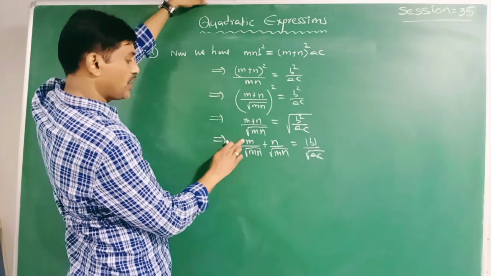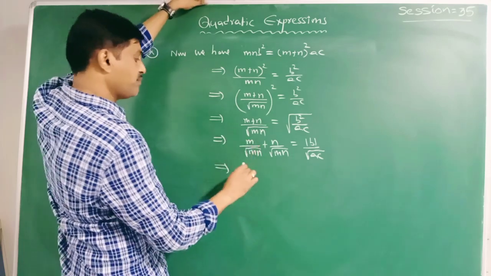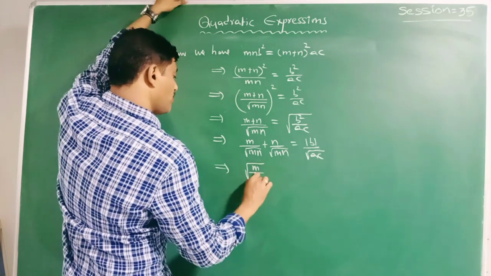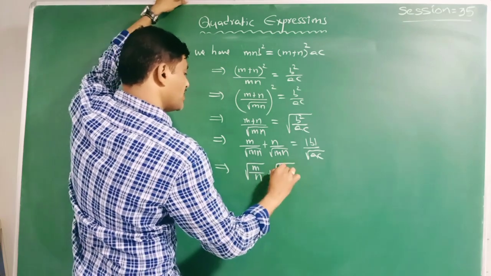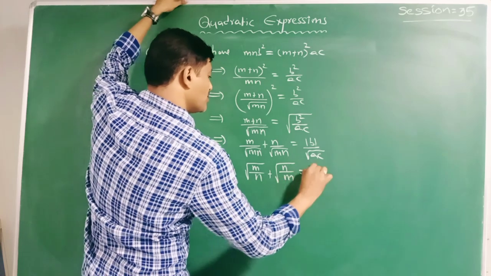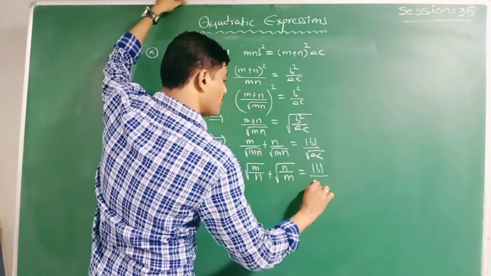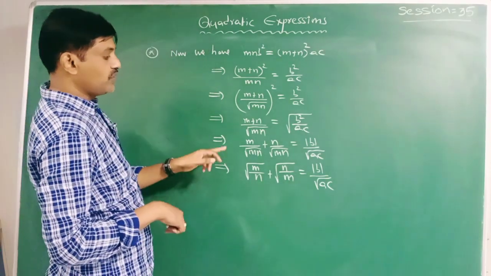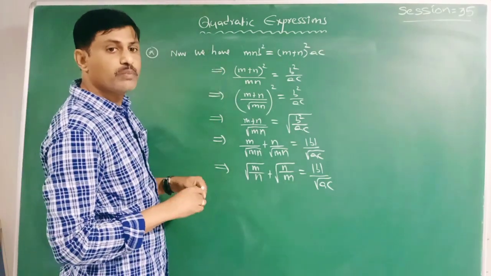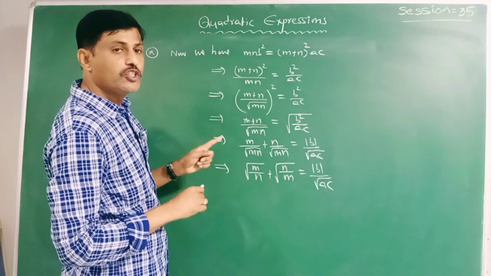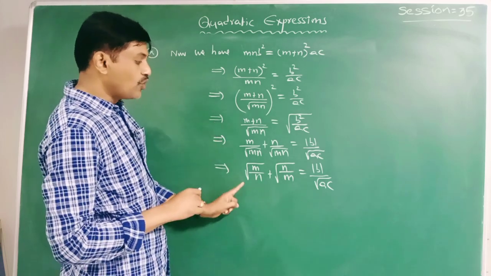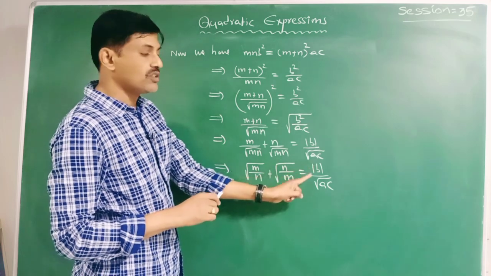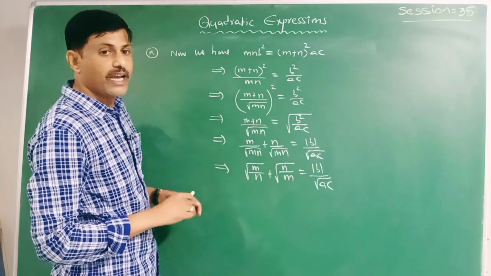This implies m can be written as root m into root m, and one root m will cancel. Now we get root m by n plus root n by m is equal to modulus of b by root over ac. This is an important condition. If the roots of ax square plus bx plus c is equal to 0 are in the ratio m is to n, then root m by n plus root n by m is equal to modulus of b by root over ac.